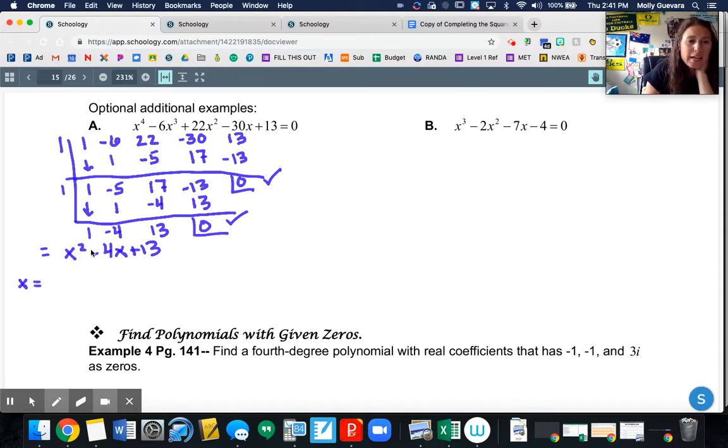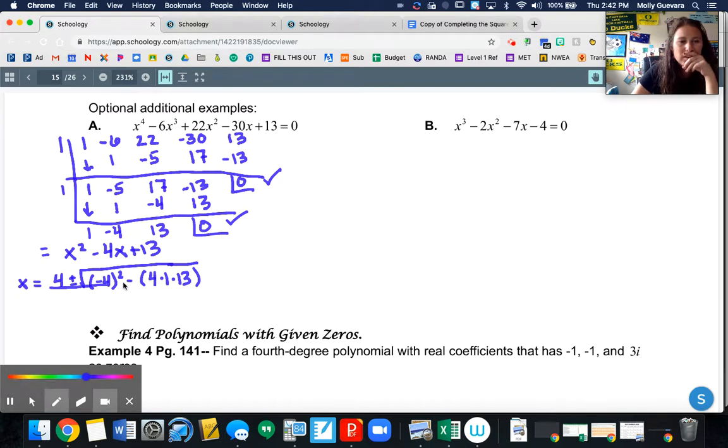So negative b gives me positive 4 plus or minus the square root of negative 4 squared minus, I like to put my 4ac, 4 times 1 times 13 in parentheses.